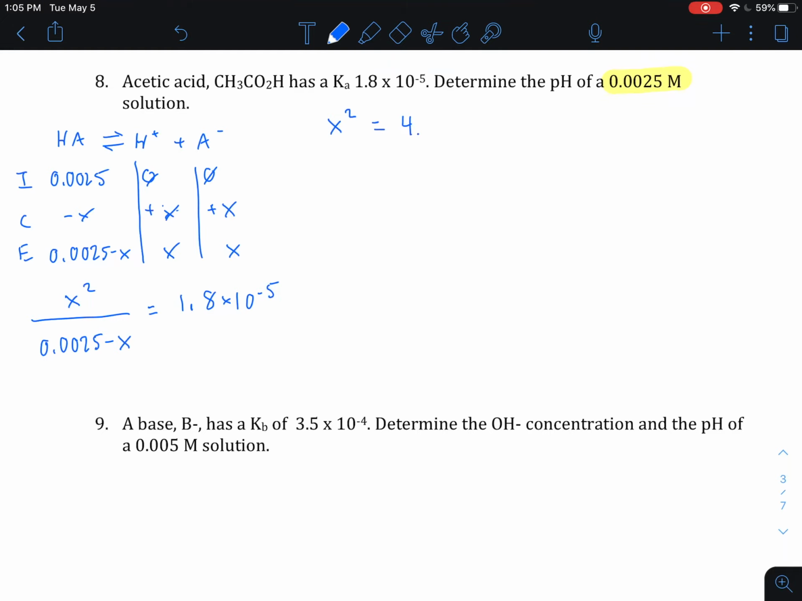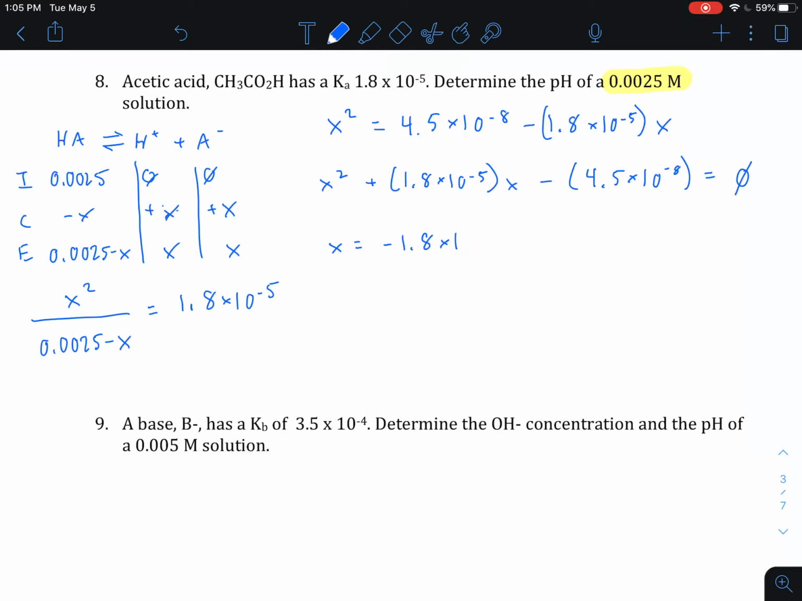So we can cross multiply and rearrange this, and then we should get our quadratic. x squared equals 4.5 times 10 to the negative 8. That's 0.0025 times 1.8 times 10 to the negative 5, minus 1.8 times 10 to the negative 5 x. So rearranging into the correct form, x squared plus 1.8 times 10 to the negative 5 x minus 4.5 times 10 to the negative 8 equals 0.